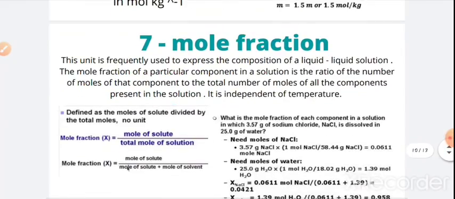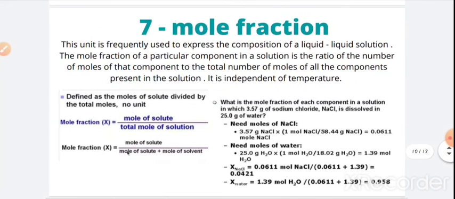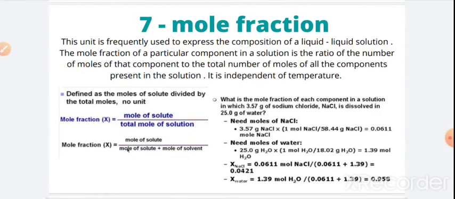Let's take the next unit of concentration, that is mole fraction. Okay, it is the most frequently asked quantity among all. The unit is frequently used to express the composition of a liquid solution. The mole fraction of a particular component in a solution is the ratio of the number of moles of that component to the total number of moles of all the components present in a solution.